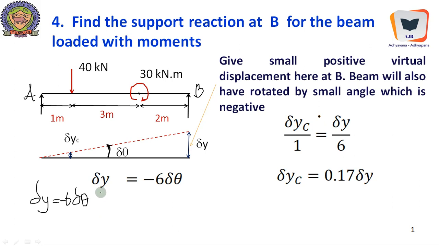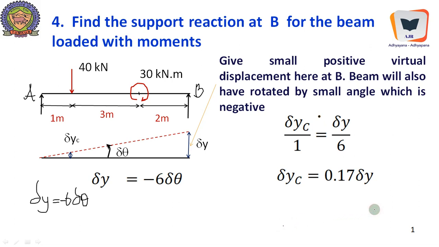Rightward force is positive, leftward force is negative, and upward force is positive and downward force is negative. And therefore upward displacement is positive and rightward displacement is positive. These are all the positivity and negativity of the deformations of the virtual displacements as well as forces respectively. So we have estimated del yc, in terms of del y, it becomes 0.17 into del y.